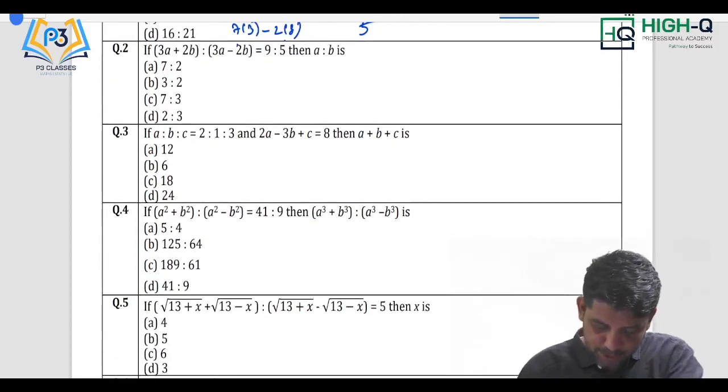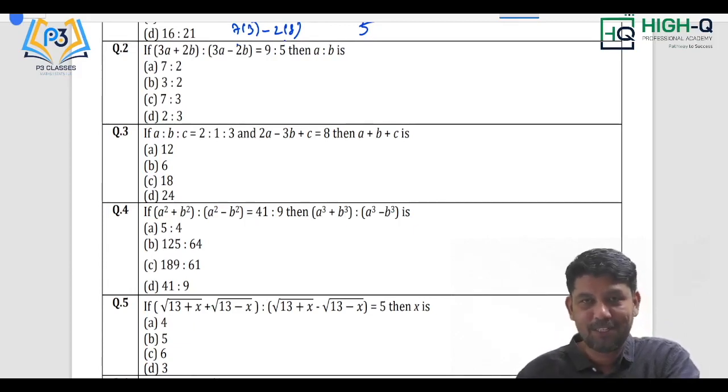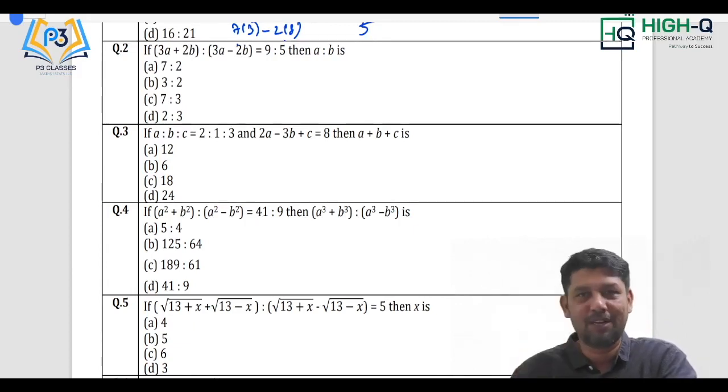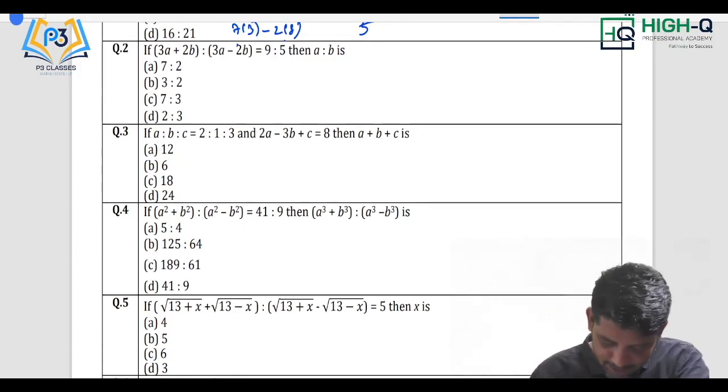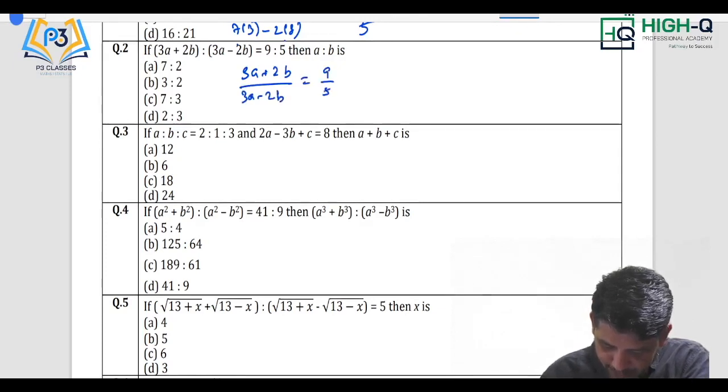3a plus 2b is to 3a minus 2b is 9 is to 5. So here they ask you to find out a is to b. I'll give you one method. Of course, you know the trial and error method. I'll give some other method. What is it? 3a plus 2b divided by 3a minus 2b is equal to 9 by 5.